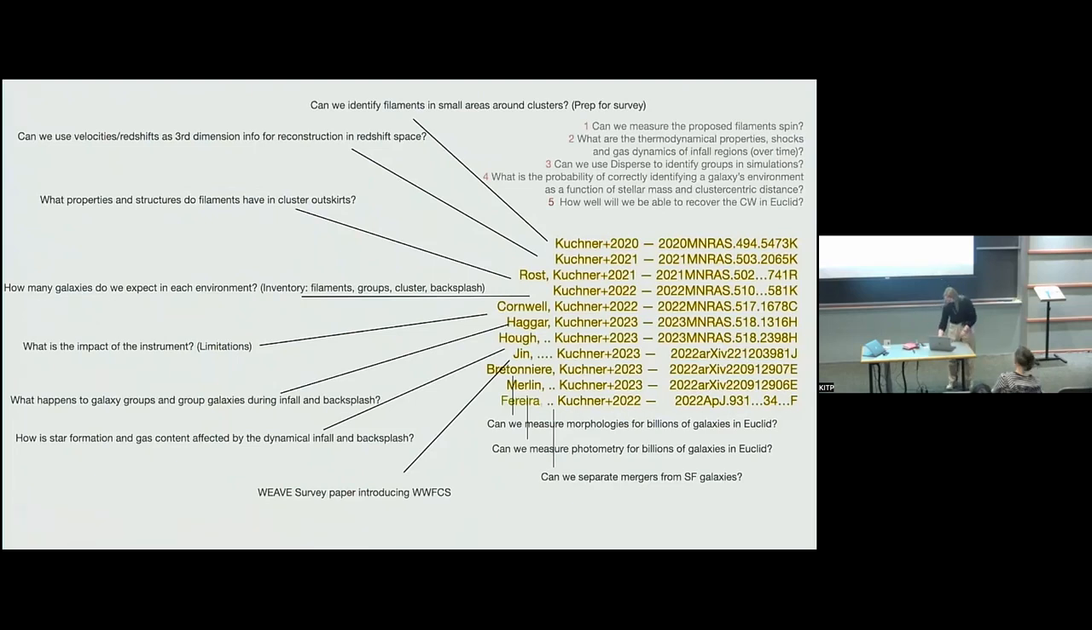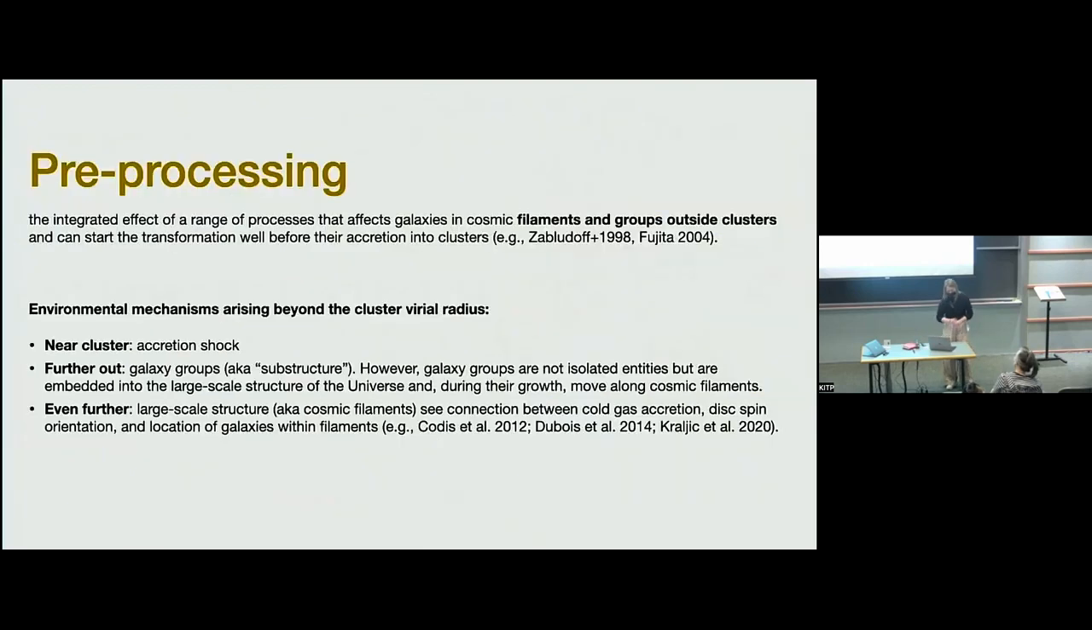I can't tell you all of it, but this is a really broad investigation, all related to cluster outskirts. I'll plug some of these. But given I'm the first to talk about this, pre-processing, we can imagine, is really the integrated effect of a range of processes that happen to galaxies in filaments and groups and outside the cluster, so before it hits the cluster. And so we think that this might have an effect on the transformation of galaxies.